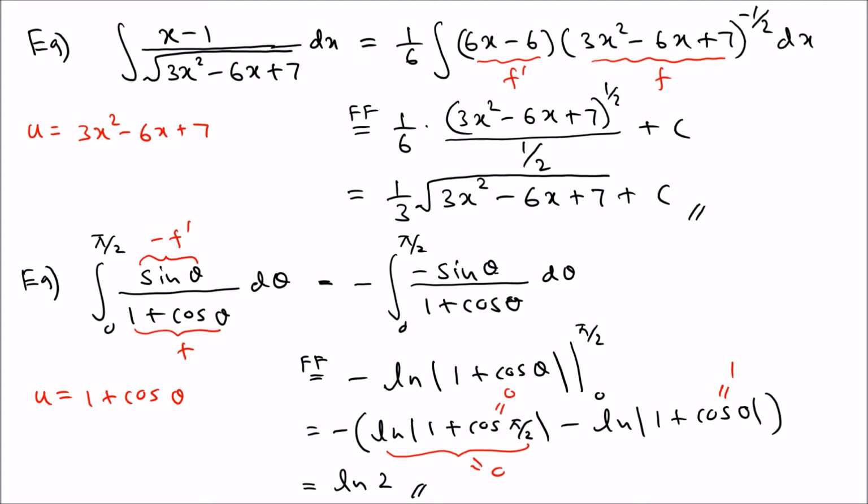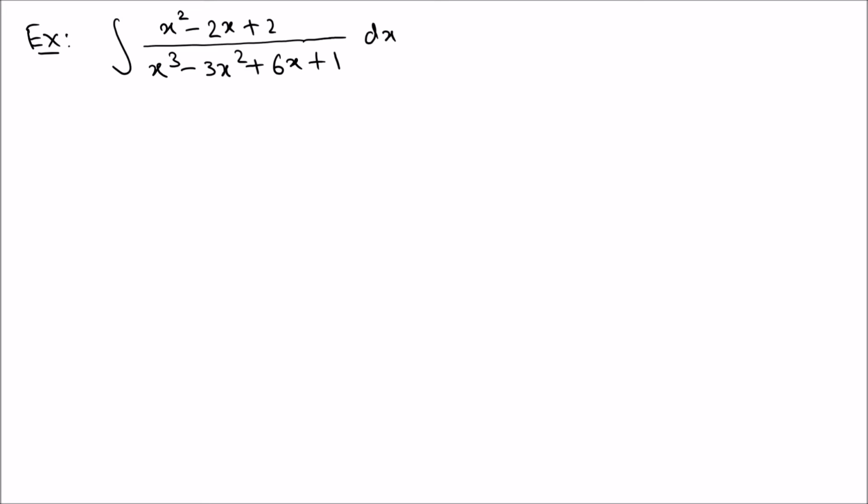And then you can try this problem as a practice problem. So we have x squared minus 2x plus 2 divided by x cubed minus 3x squared plus 6x plus 1. What you want to do is match this with one of the formulas. And as the second example, you can try e to the tan inverse x divided by 1 plus x squared dx, and you can see this matches very well with one of the formulas there.